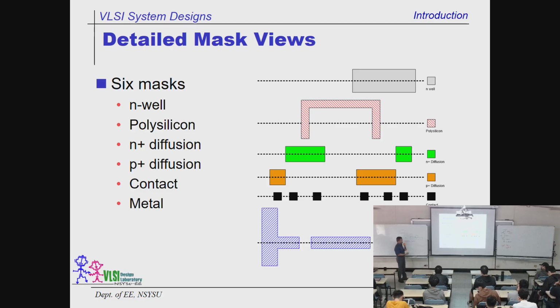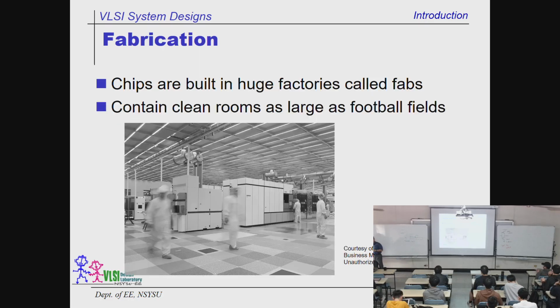At least we need six masks to develop the inverter, and fabrication. This is the picture in the foundry house. If you were an IC designer, you never have to worry about dressing like that. Those suits are needed when you work in this kind of clean room, dressed like an astronaut.